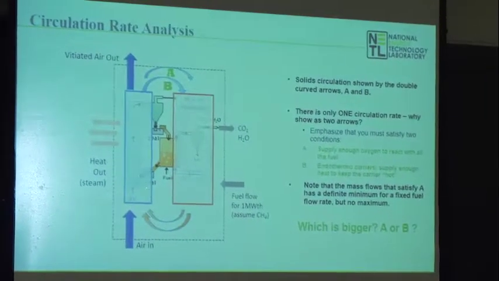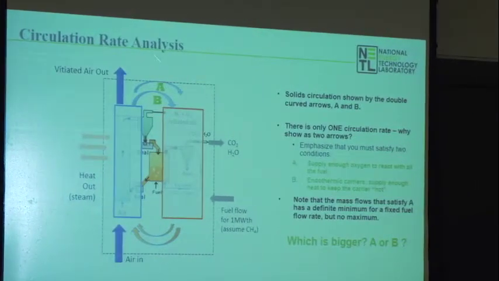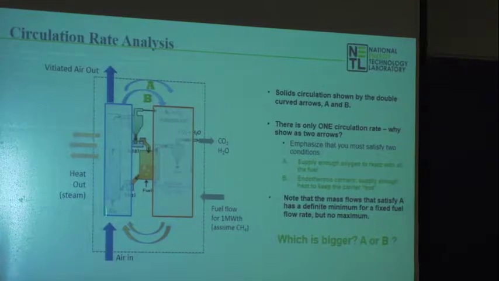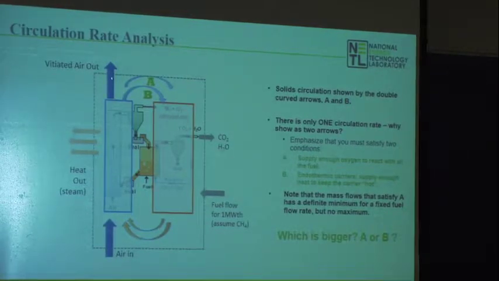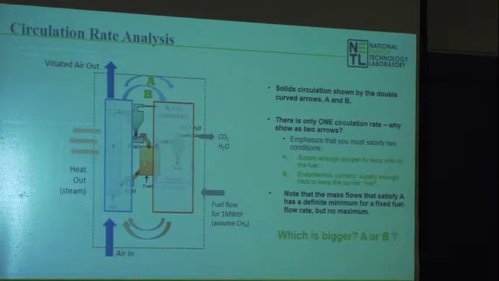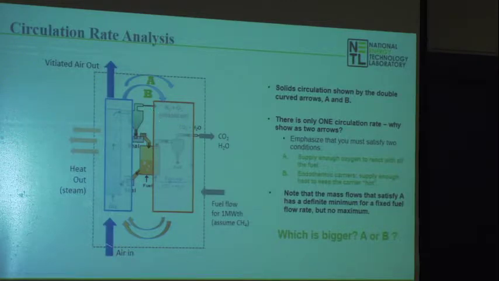Circulation rate analysis. So I've shown the loop that we've looked at before, but I've highlighted out all the details here to where it's just an air reactor where I'm taking heat out of the reactions there, and then I'm showing two different circulation rates, bringing that carrier back around to the fuel reactor, and it loops around. Two circulation rates, A and B, and there's actually only one, but I'm showing it here as A and B to emphasize these two conditions.